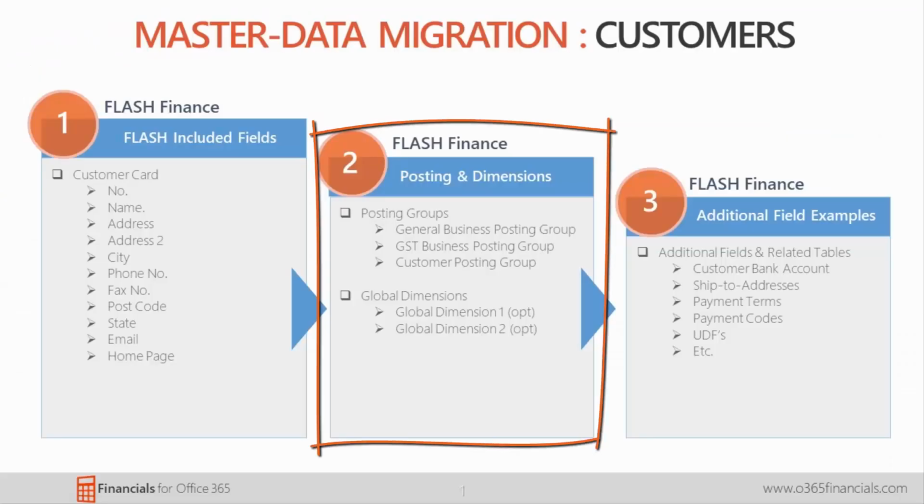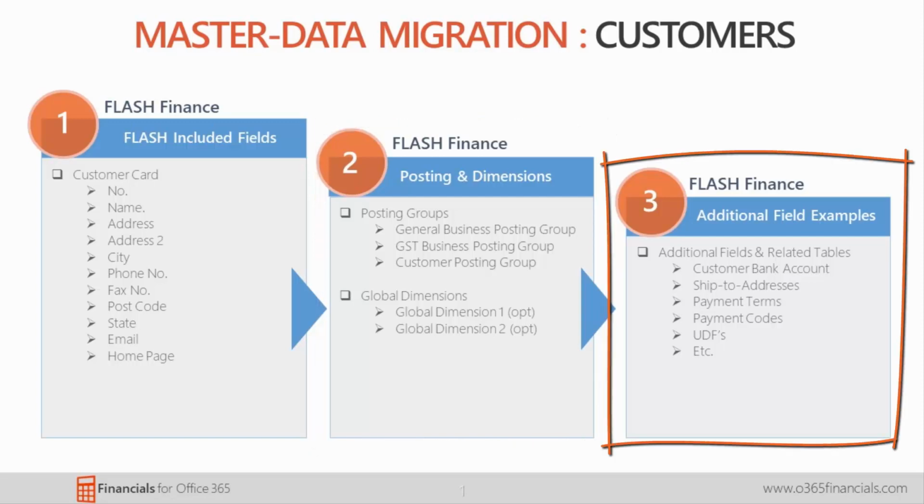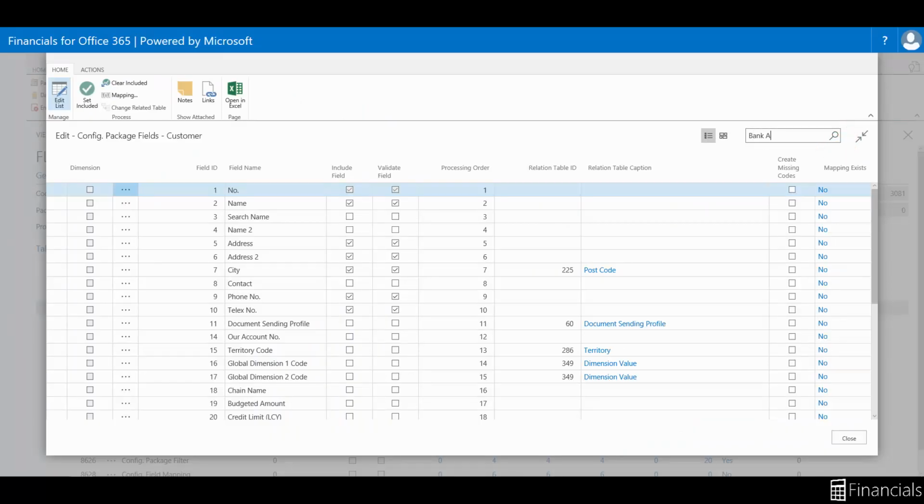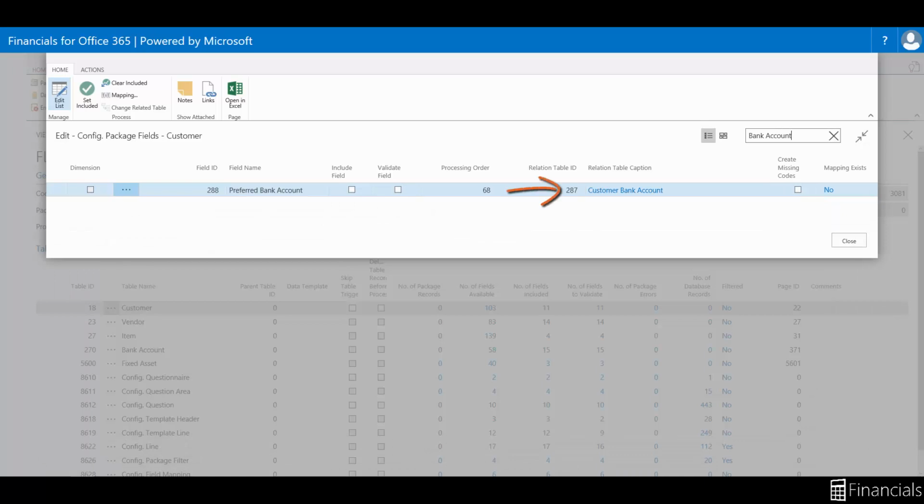You then have what are called setup fields. These are additional fields for things such as dimensions, general business posting, general product posting, GST business posting, GST product posting, and customer posting groups. As well as this, you have what are known as additional fields for items the customer may want to create themselves. For this example, let's search for the field bank account. You will notice that this field has a relation table ID. This table number refers to a separate table that is linked by this common field.